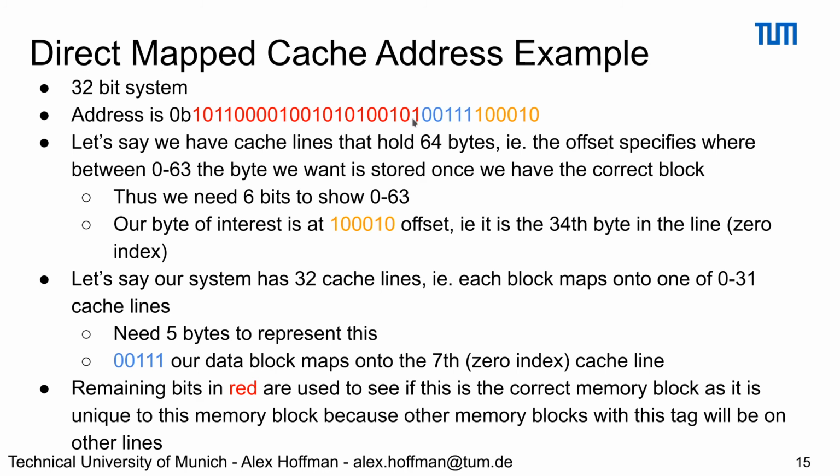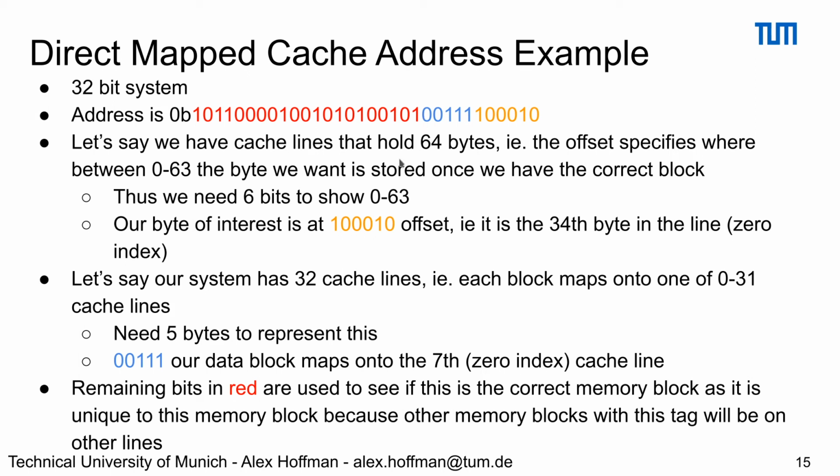So if this tag here is quite long, and you consider the next block in memory that comes after it, you can imagine it's all the same, but on the end it has 0, 0, 0, 1. It falls onto a different cache line, even though it has the same tag. Therefore, we're not going to get this tag again on the 7th cache line. So this tag is unique to this memory block, given that it falls on the 7th cache line.